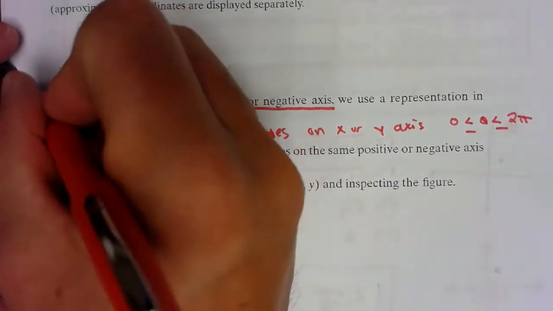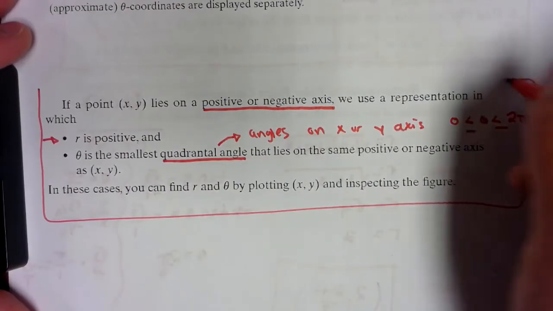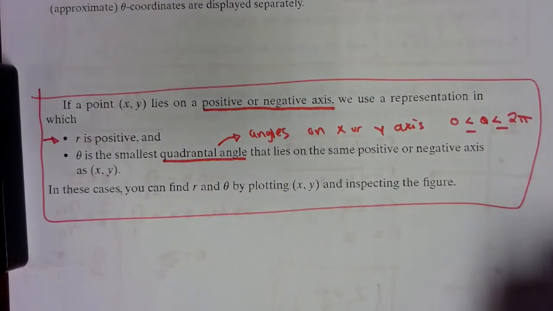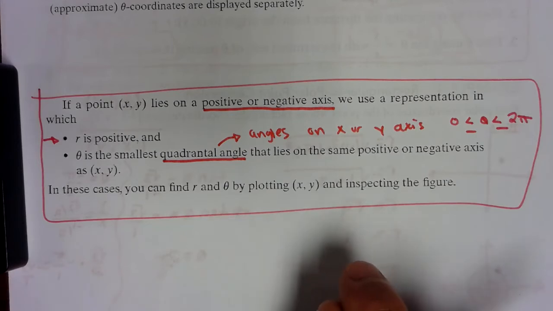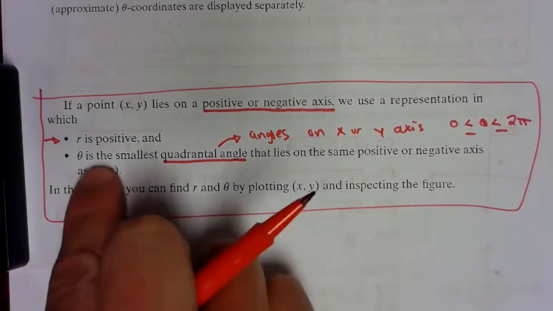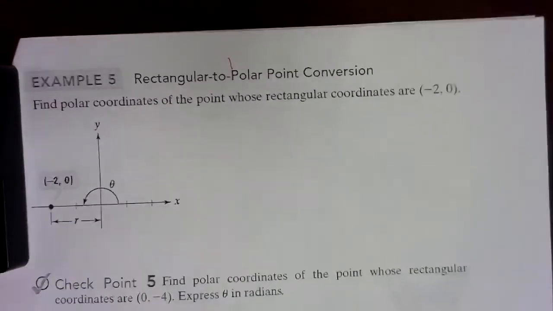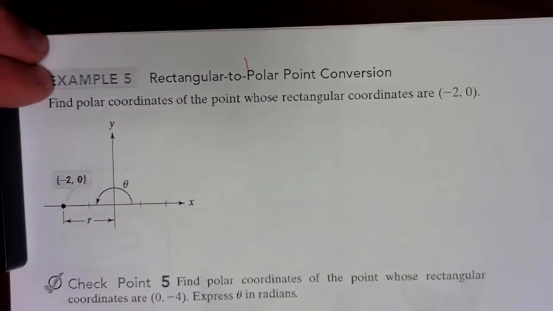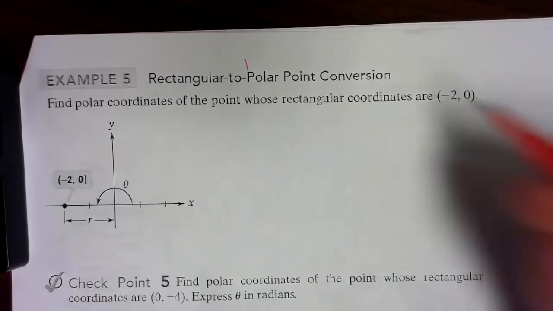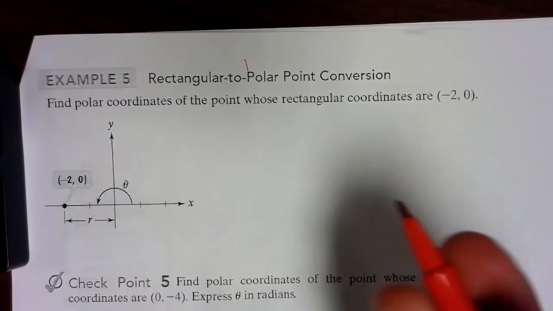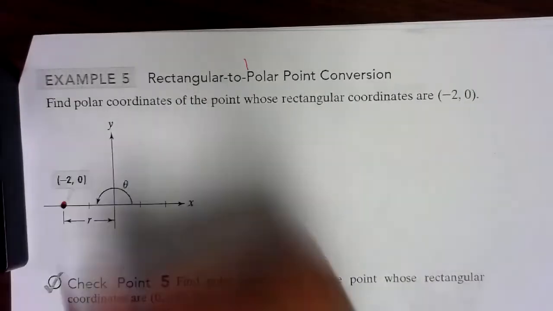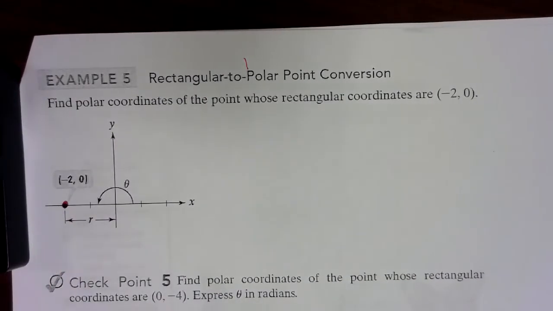All right, if you need to hit pause, go ahead and write these down. Otherwise, I'm going to move on to your last example, and you're going to see that these work out much quicker, because finding the angle theta, since we are on one of the axes, is really easy. The last example says: find the polar coordinates of the point whose rectangular coordinates (x, y) are (-2, 0). Well, if I were to plot (-2, 0), we find that it is on the negative x-axis.